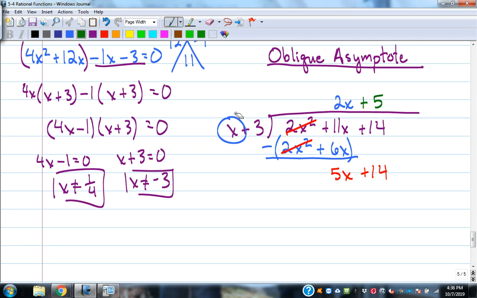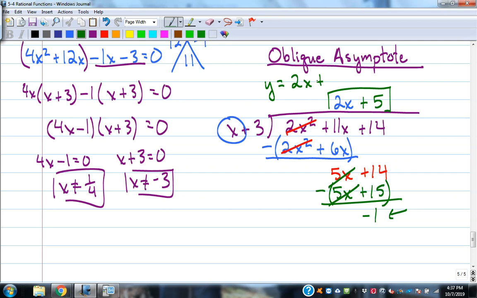Then I distribute 5 times x, 5x. 5 times 3 is 15. Parentheses, subtract. The x's go away. 14 minus 15 would be negative 1. This is the remainder, but it doesn't matter. The only part that matters when you're finding oblique is the stuff up top. That our oblique asymptote is y equals 2x plus 5.